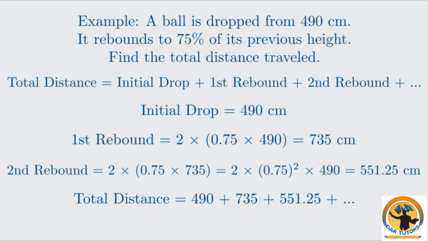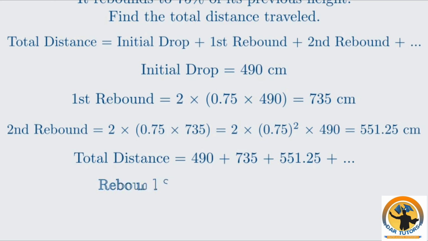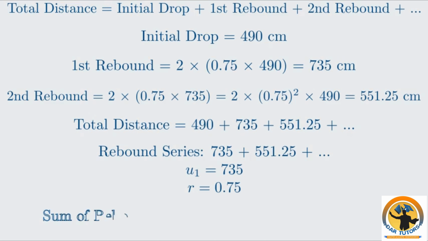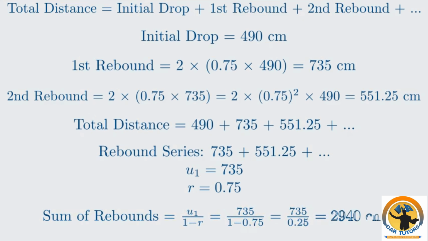Let's find its sum. For the rebound series, the first term, u_1, is 735. The common ratio, r, is 0.75. Since r is less than 1, we can find the sum to infinity. The sum of the rebounds is 735 divided by 1 minus 0.75, which is 735 divided by 0.25, or 2,940 centimeters. Finally, we add the initial drop to this sum.